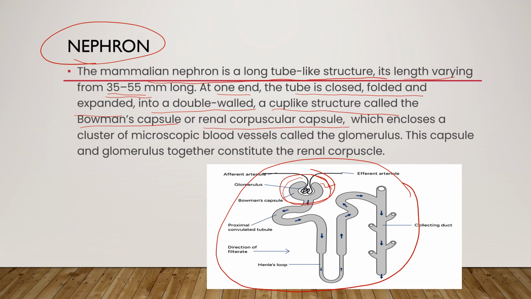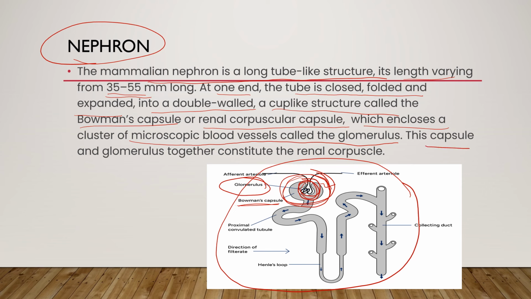This is called the Bowman's capsule or the renal corpuscular capsule, which includes a cluster of microscopic blood vessels called glomerulus. So this Bowman's capsule is enclosing a bunch of capillaries, which are called glomerulus. Is it clear? So this tube-like folded structure ends and folds into a cup-like shape, that is Bowman's capsule, inside which there is a microscopic cluster of blood vessels or capillaries which is called the glomerulus.